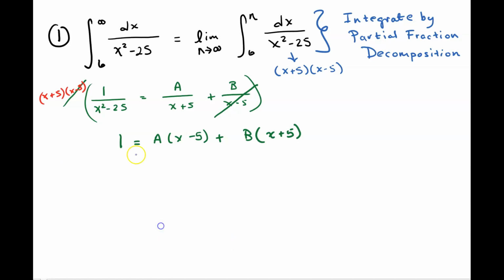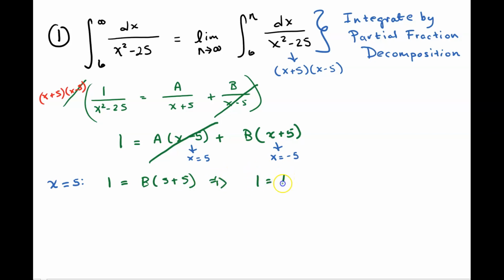So the first thing I'm going to say is, well, right here, if x minus 5 equals 0, x equals 5. And here, if x plus 5 equals 0, then x equals negative 5. So those are the numbers I'm actually going to pick. Let's start off with x equals 5. If x equals 5, I have 1 equal to, this eliminates itself, so that's gone. I have b times 5 plus 5. So what this leads to is 1 equals 10b. So then I can state here b equals 1/10.